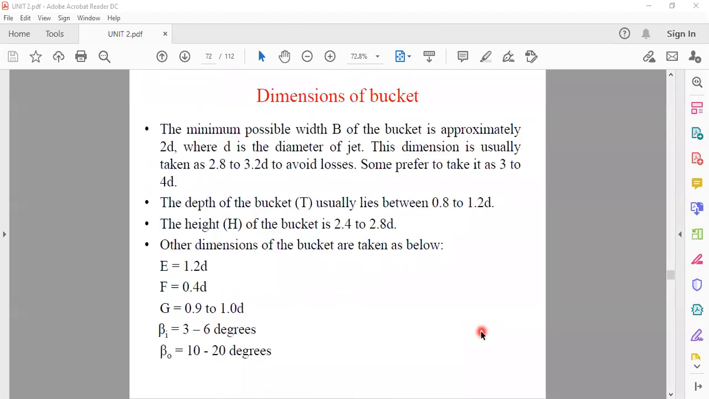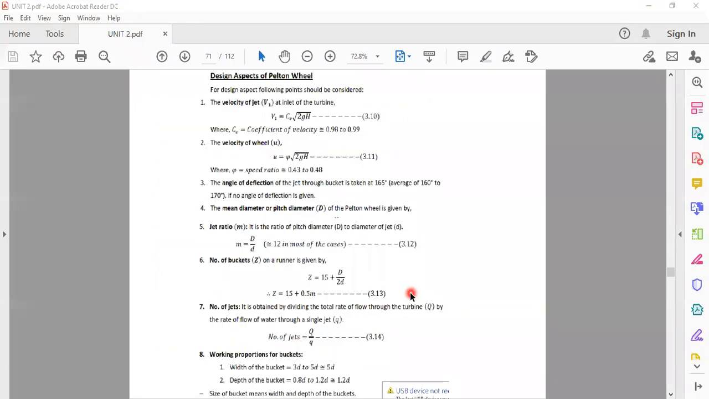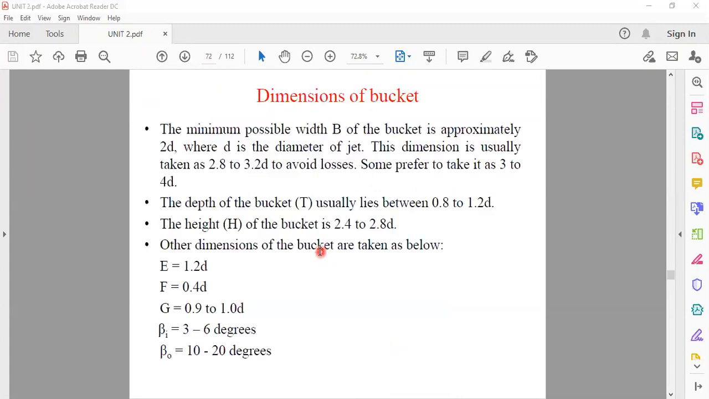So see here, working proportions of buckets: width of the bucket 3d to 5d, approximately 5d, depth of the bucket 0.8d to 1.2d. 1.2d means 1.2 into diameter.